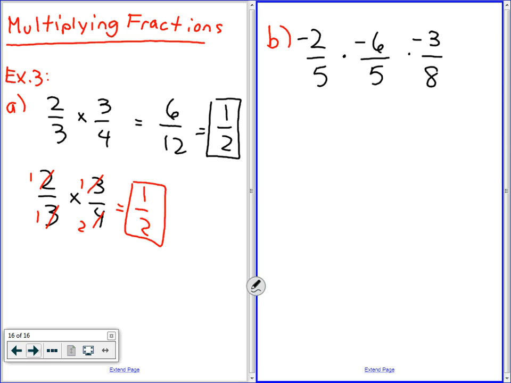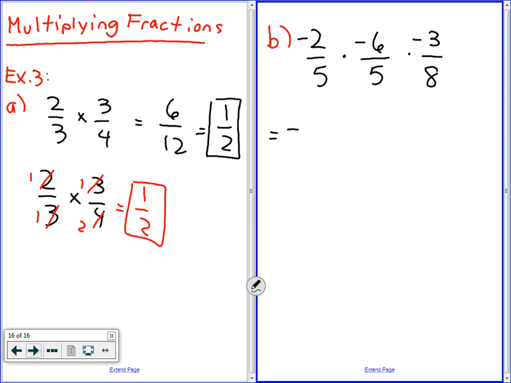I have a negative and a negative and a negative in the numerator. What's a negative times a negative equal to? What's a positive times a negative equal to? Negative. So this is going to be a negative something. Okay, so everyone see how we got that? Negative times negative is a positive, and positive times a negative is a negative.